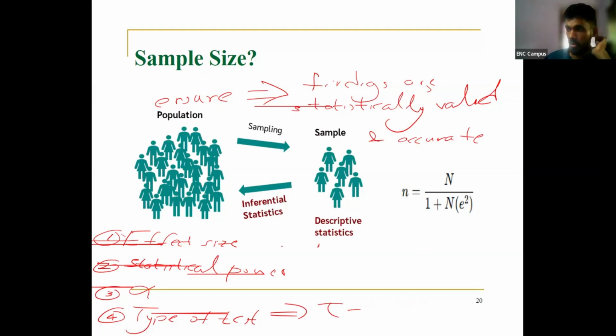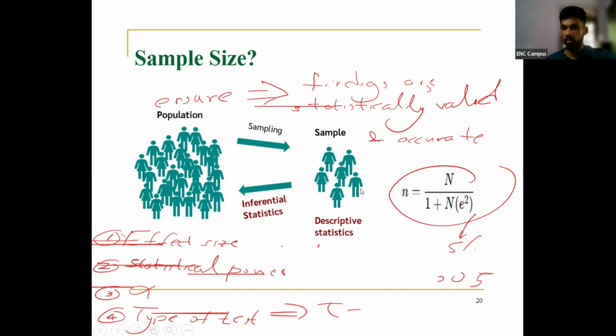We can use formulas like Slovin's formula to determine the sample size. n is the sample size, capital N is the population size, e is the margin of error. Margin of error is like 5%, that means 0.05. So we can use a formula like Slovin's formula or Cohen's table to determine the sample size. So determining sample size is important because it ensures that our findings are statistically valid and accurate, right? Okay.